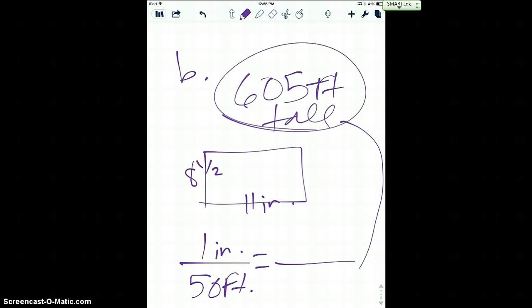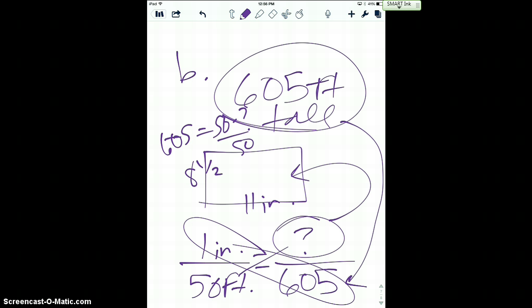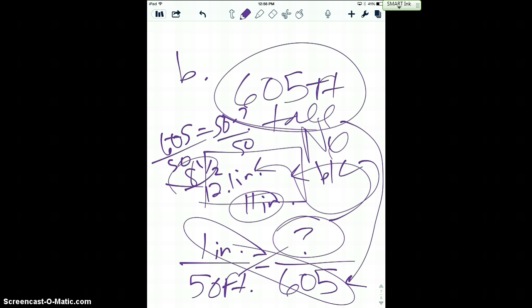So that height is the actual distance. So I'm going to put it down here and check to see if this will fit on that paper, no matter which way I go on the paper. So let's see, the products, 605 equals 50 times question mark, divide by 50. So 605 divided by 50, using my calculator, is 12.1 inches. And is that possible on an 8.5 by 11 inch sheet of paper? No, because the paper would have to be over 12 inches long, and it's not.